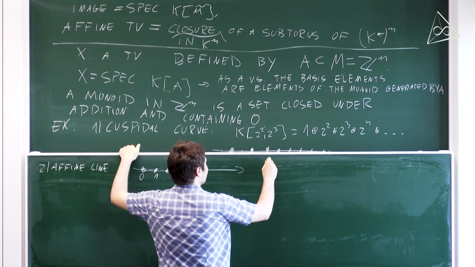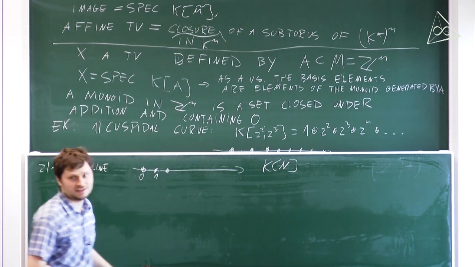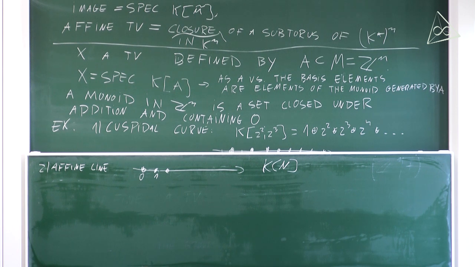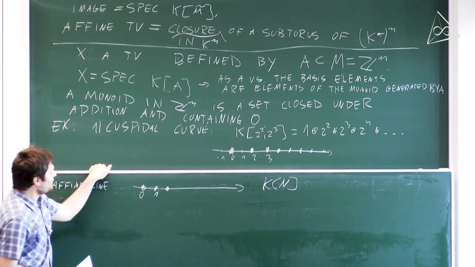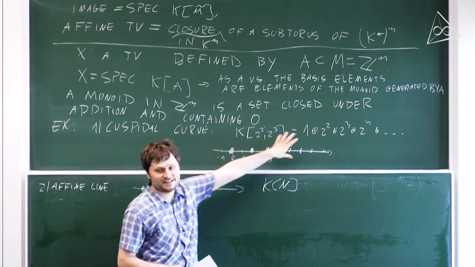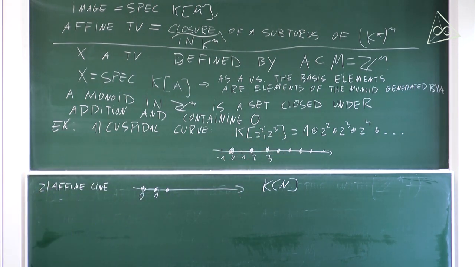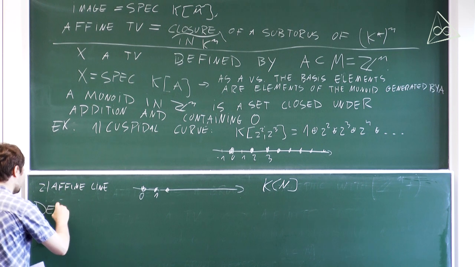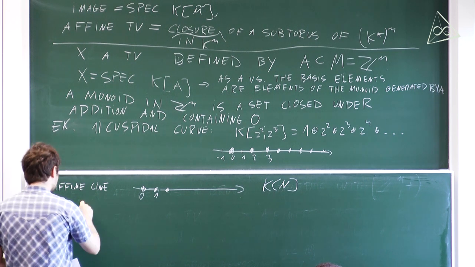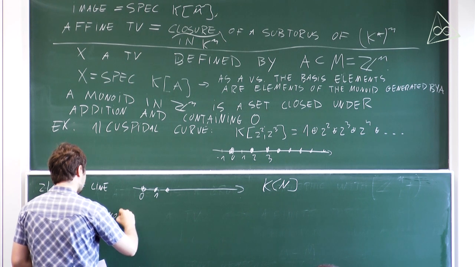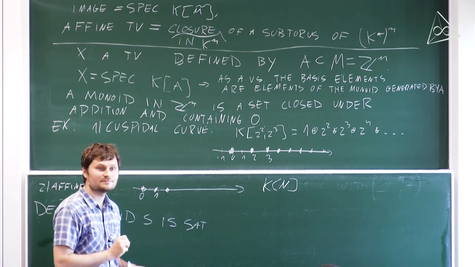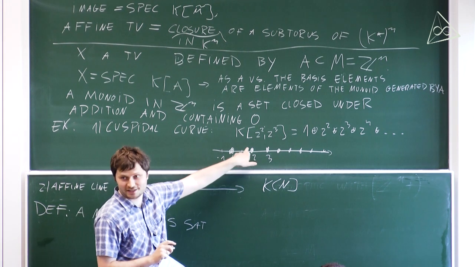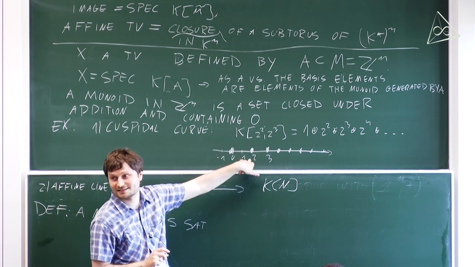Yes, non-negative integers. So the algebra is this, which is just the polynomial ring in one variable. And you know that an affine line, the ring that represents it, are polynomials in one variable. Okay, now there is a fundamental difference between this and this. What's the difference between this monoid and the second one? Anyone? Yes. So there is a one here and there is no one here. So this monoid has a hole inside of it.